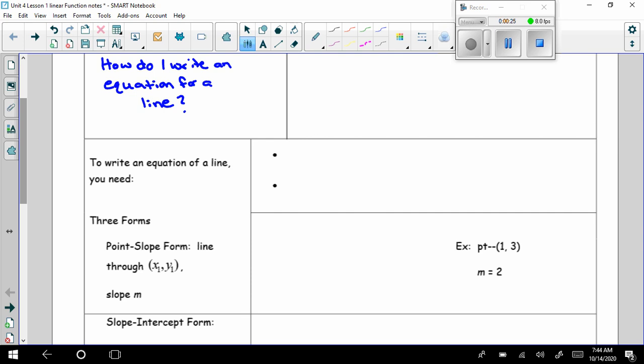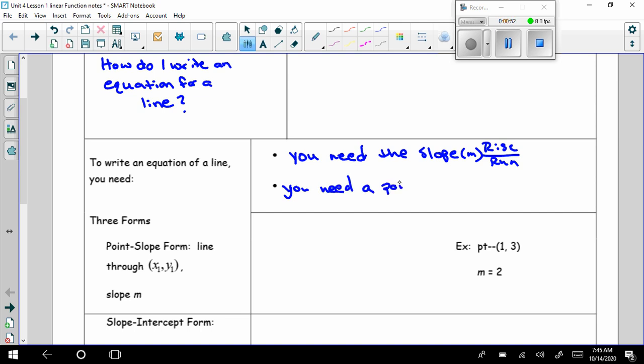So remember, to write an equation for a line, you need the slope, which is your rise over your run, and we denote it as m. And you need a point that is on the line. So with those two things, you can write an equation for a line. So there's three formats for your line.